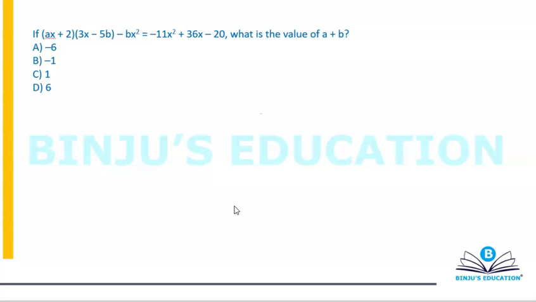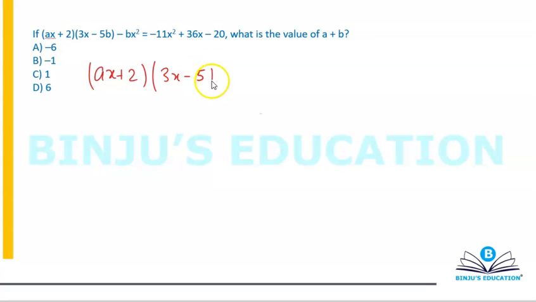All right, let's try this one. Enough time for this question. So this question is basically based on comparing coefficients, which is something that we discussed while doing functions and polynomials.